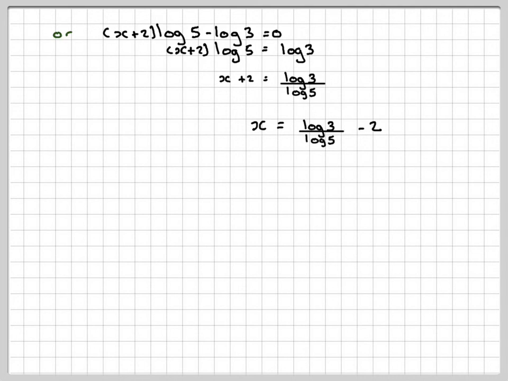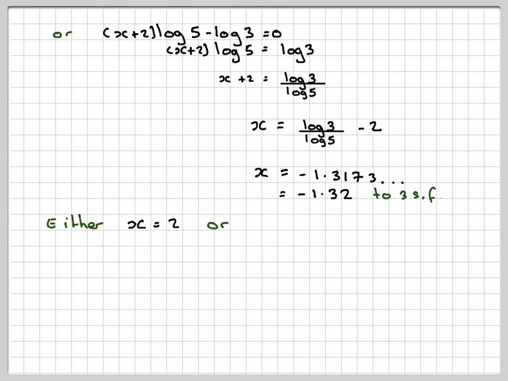At this stage, take our calculator out. Use the fraction button for this part. Make sure you're using log to base 10 or the same logarithm. You're going to get that x is equal to minus 1.3173. You're required to give the answer to three significant figures, so x is equal to minus 1.32 to three significant figures. So either x is equal to 2 from the first part there, or x is equal to minus 1.32 to three significant figures.